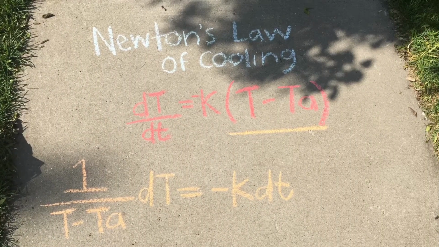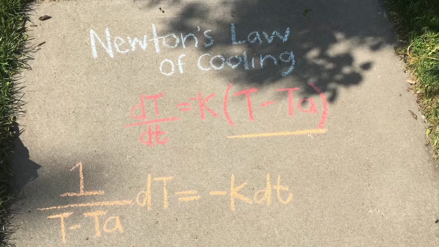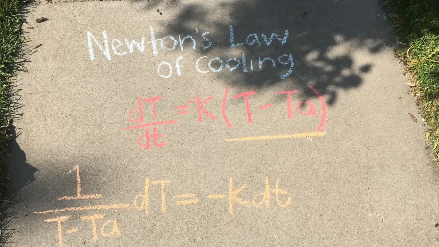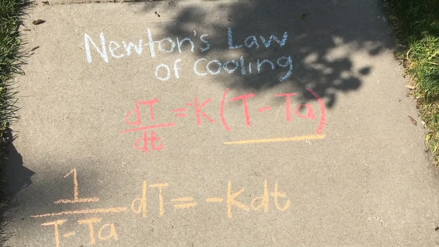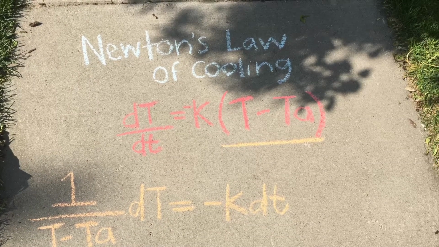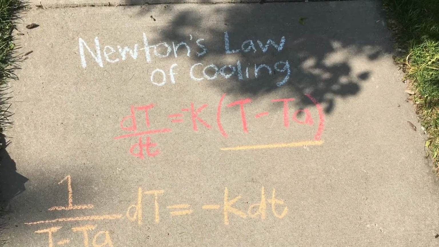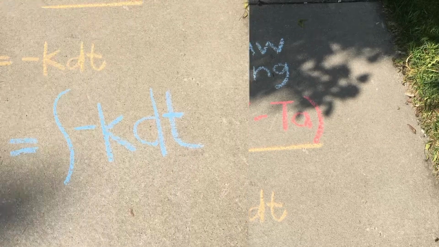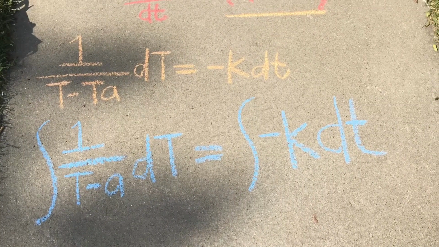The first step is to algebraically manipulate this equation so that our capital T's are on one side and our lowercase ones are on the other. Divide both sides by capital T minus the ambient temperature, or T sub a. Now we can integrate both sides.